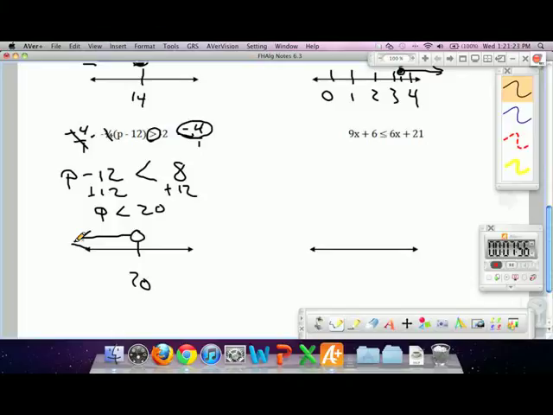So what that means is let's eliminate the x's on the right side. Subtract 6 x's from both sides. 6x minus 6x is nothing. 9x minus 6x is 3x plus 6 compared to 21. And since I subtracted a negative number, I'm going to flip the sign.